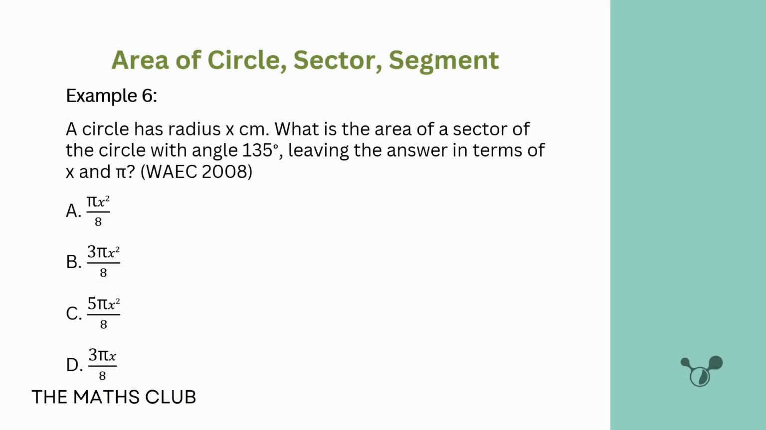Example 6 says that a circle has radius x centimeter. What's the area of a sector of the circle with an angle 135 degrees, leaving the answer in terms of x and pi? This is taken from 2008. I want you to pause the video and try this out yourself. Welcome back. Let's solve it together.